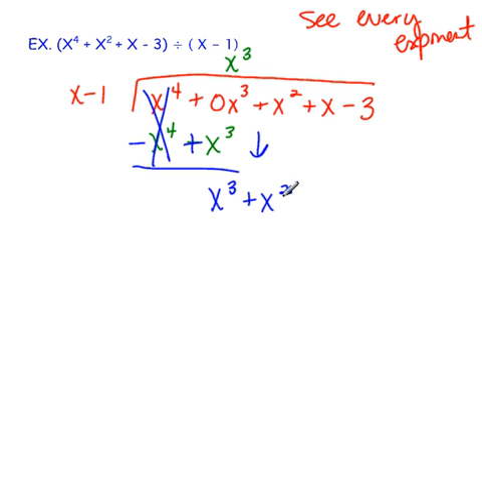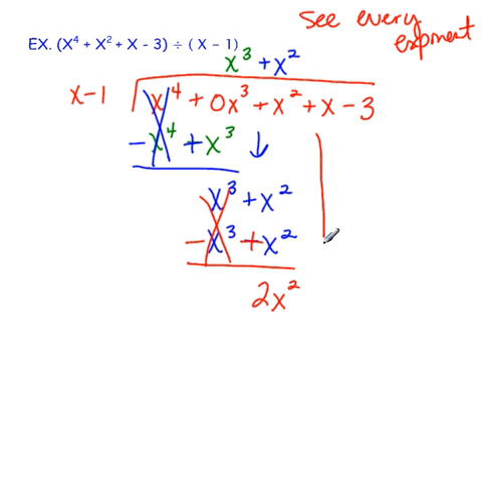All I care about is the first term on the outside and the first term on the inside. So x times what will give you x to the 3rd? 1x squared. Let's multiply. X squared times x is x to the 3rd. X squared times negative 1 is negative 1x squared. Here we go. Draw your line, change your signs, then combine. X cubed and a negative x cubed cancel. 1x squared plus 1x squared is 2x squared. Bring it on down.